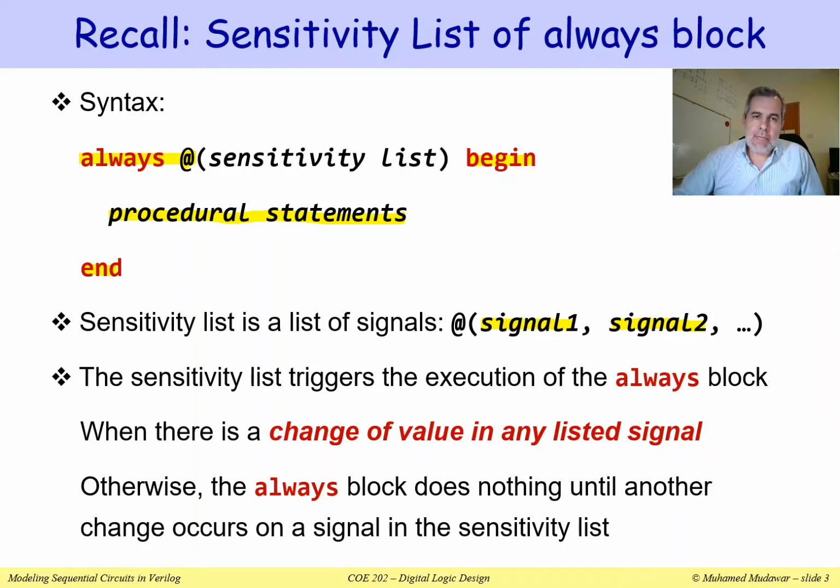Now, the meaning of the sensitivity list is very important because the always block is sensitive to this list of signals. It means that if there is any change in value in any listed signal, then it's going to trigger the execution of the always block. The procedural statements are executed until we reach the end, and the always statement keeps watching these signals. If the value of any listed signal changes, this triggers the execution of the always block. This is the meaning of the sensitivity list of the always block.